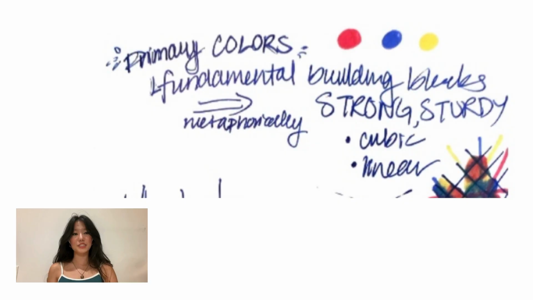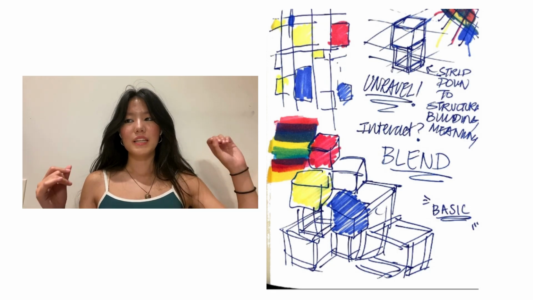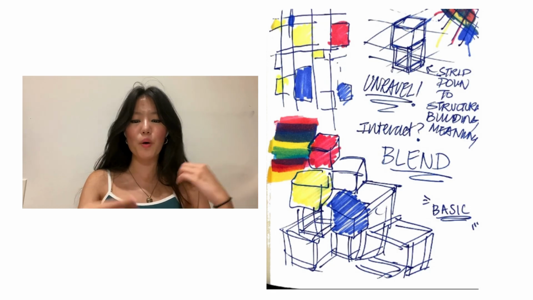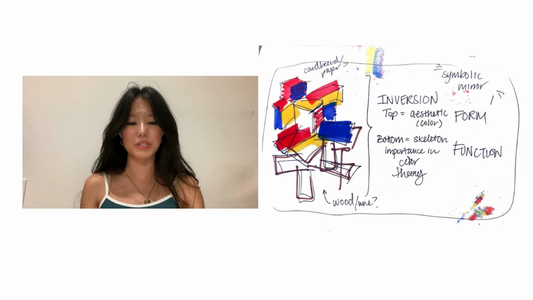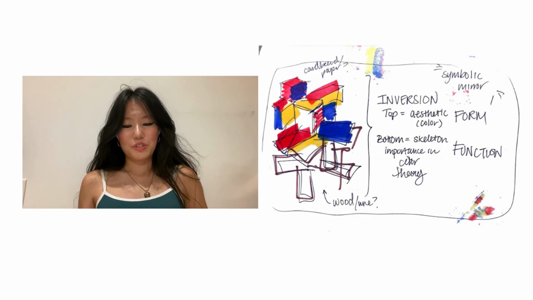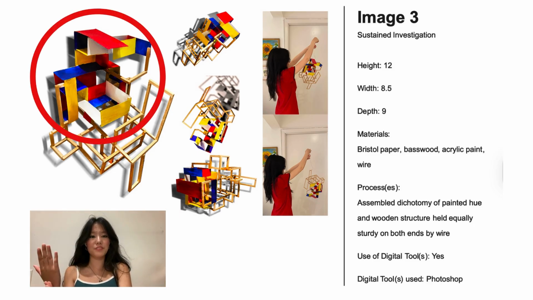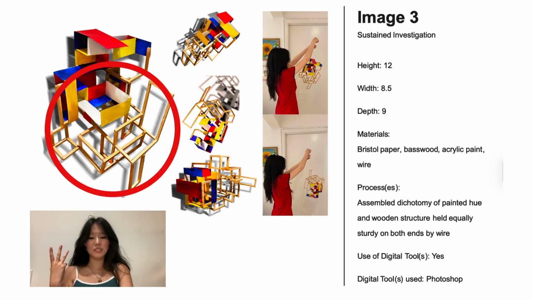I think process work isn't supposed to be perfect. I am always very messy with my process work. I jot down notes to let the viewer know what was going through my brain, how I was making connections that translated into visual representations. So going to image 3, I stuck with my vision of having a sturdy cubic structure, and as you can see at the top of the structure, it's very color heavy, and then it inverts into wooden outlines.